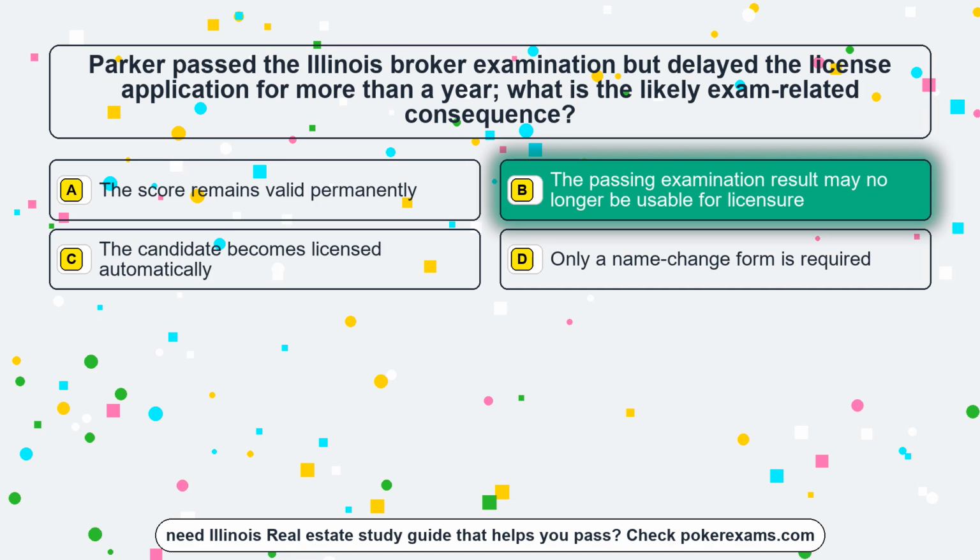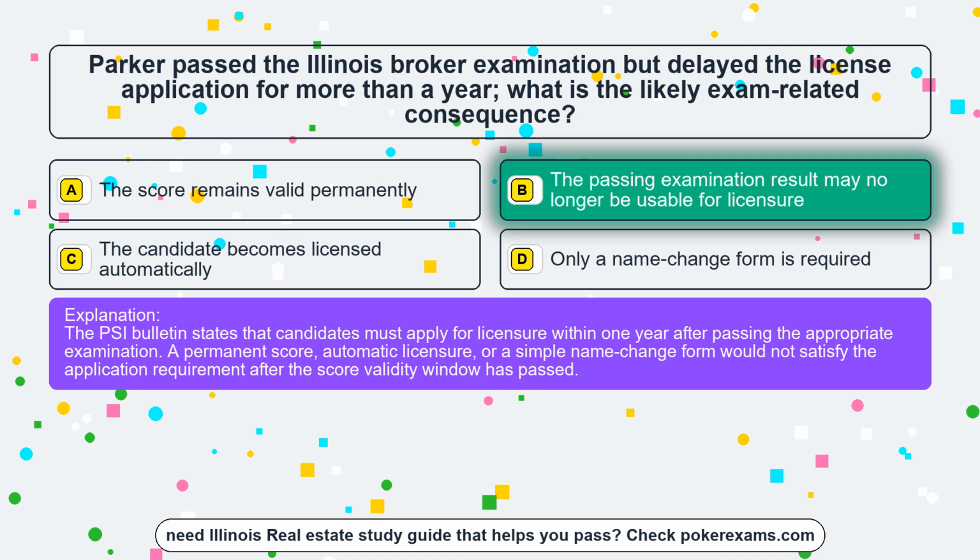The correct answer is option B. The passing examination result may no longer be usable for licensure. The SCI Bulletin states that candidates must apply for licensure within 1 year after passing the appropriate examination. A permanent score, automatic licensure, or a simple name-change form would not satisfy the application requirement after the score validity window has passed.